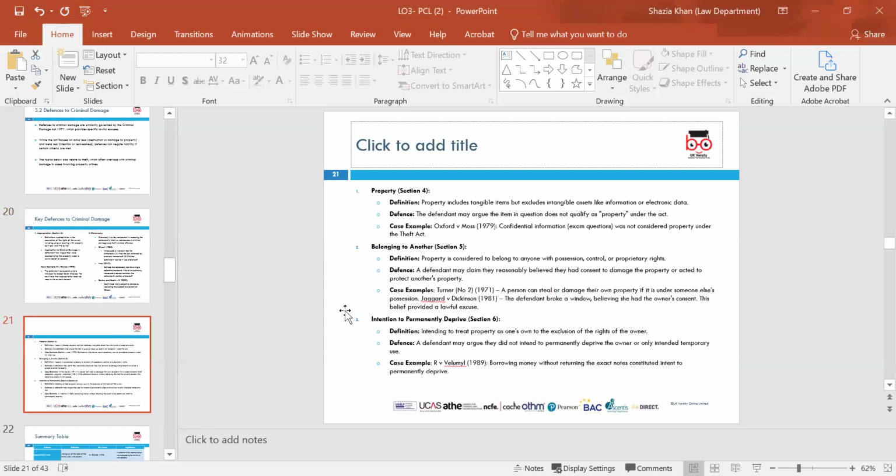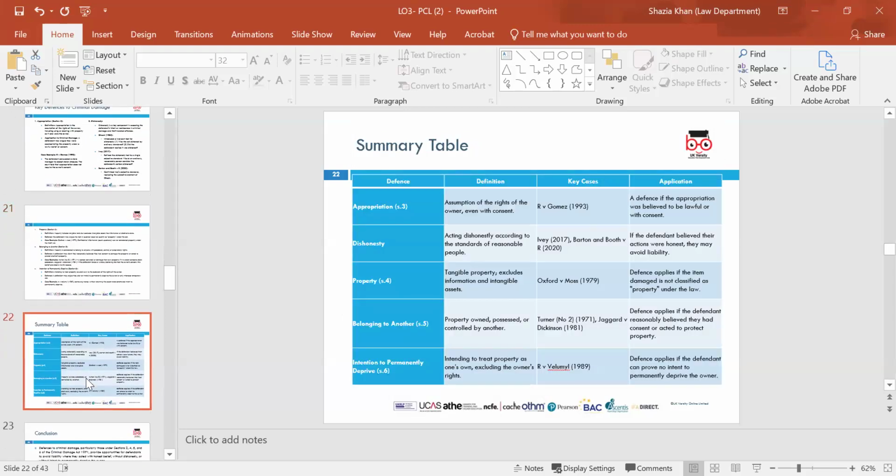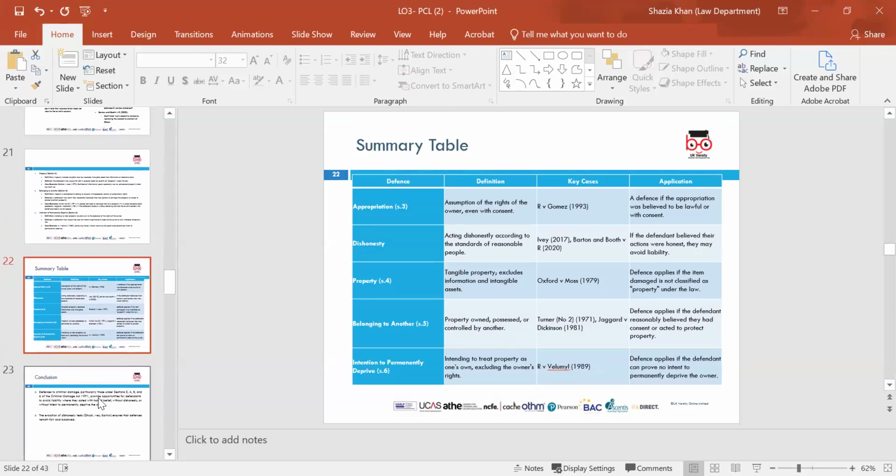They belong to another, section 5. Property is considered to belong to another with the possession, control, or proprietary rights. And then intention to permanently deprive, section 6, intending to treat property as one owns to the exclusion of the rights of the owner. And that was the Venerum case. So summary table looks at appropriation, dishonesty, property belonging to another, and intention to deprive with reference to the definition, the key cases and the application, and looked at the defences as well.